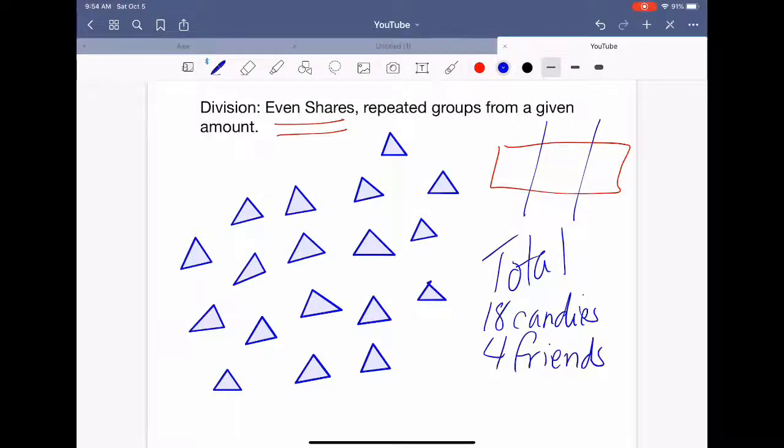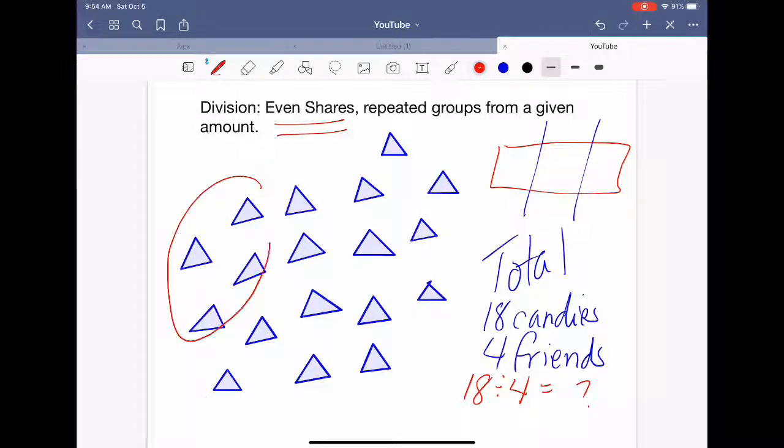So that's what I'm thinking of, 18 divided by 4. How many can I give each friend? So one thing I know, 18 is not a really easy number to divide by 4, but I know that if I had 16, I can give everybody 4 pieces.